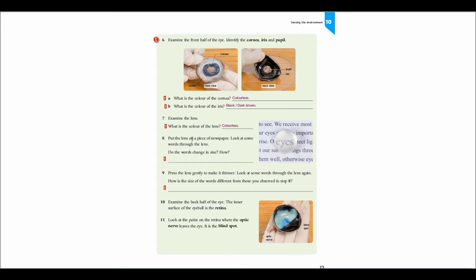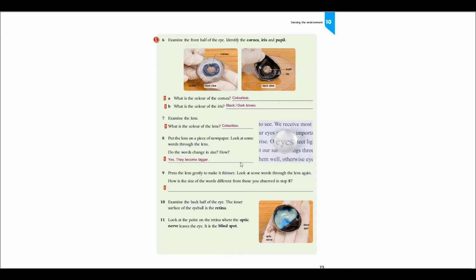Then you put the lens on the newspaper and look at some of the words. On the right you have the picture here. Compare these letters with the remaining letters: these letters are much bigger, and you can see more clearly. So the word changes in size and becomes bigger. It is like a magnifying lens, used to magnify small objects or small words.